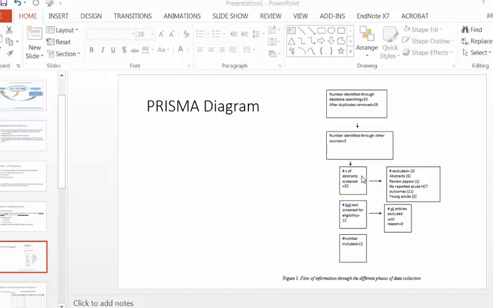So the number of abstracts that I looked at were 32. I excluded 20 of these abstracts because of these reasons here. So I was left with 12 full text articles that I looked at. None of these were excluded, so I had 12 left that I included for my review.